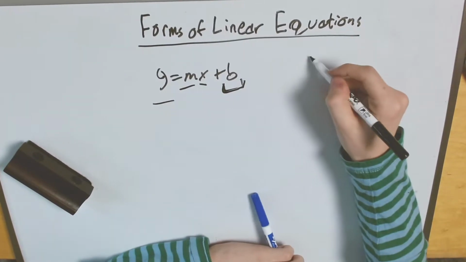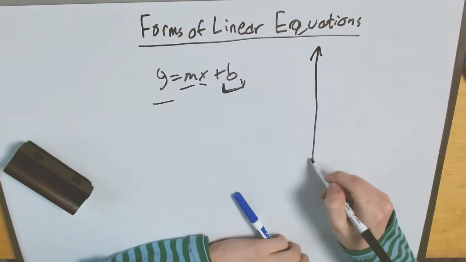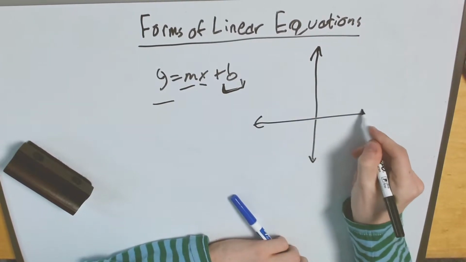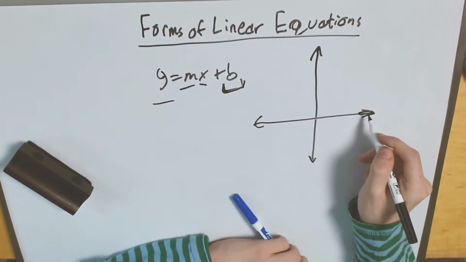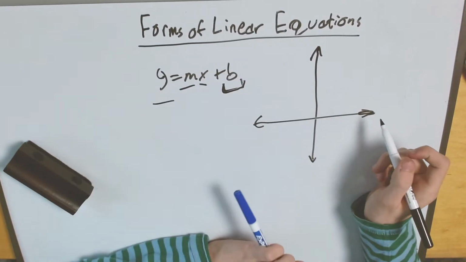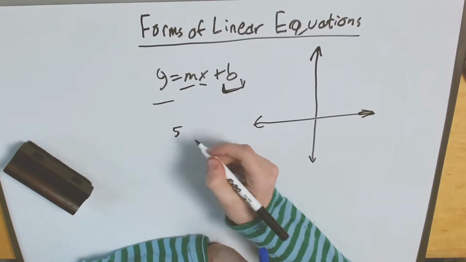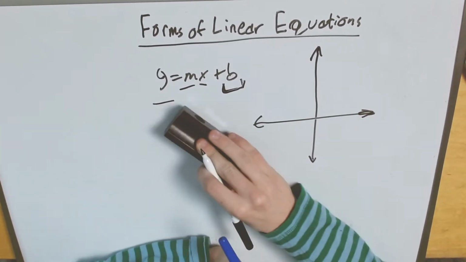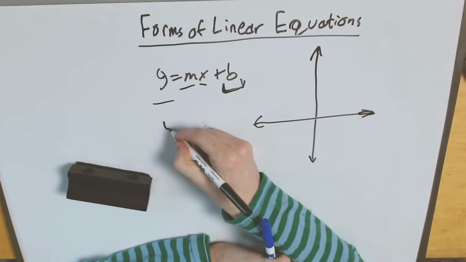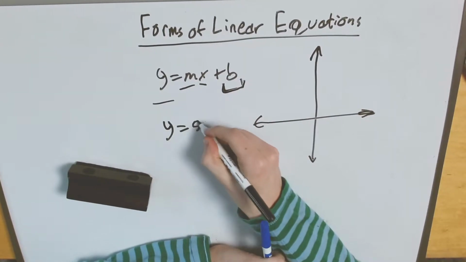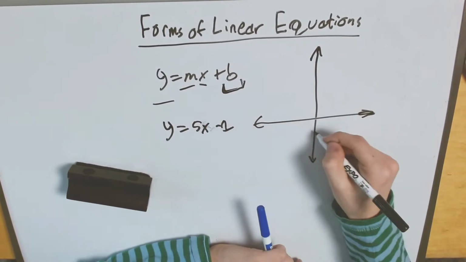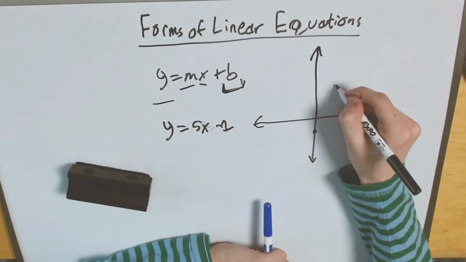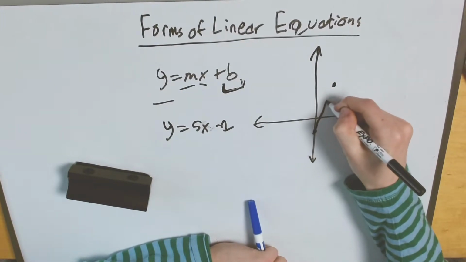This is probably the most common form that you'll see a line represented, just because it's so easy and pretty universal to find. Let's say I have a slope of 5 and a y-intercept of -1. Well, then I know instantly my line is y equals 5x minus 1, which I can graph really easily and be on my way.